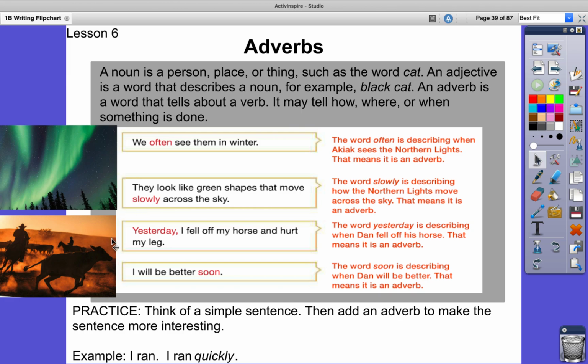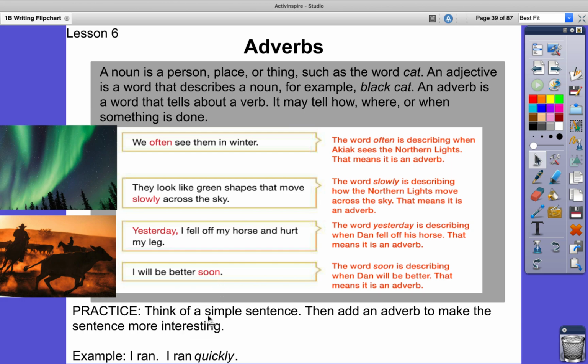Our next example, yesterday I fell off my horse and hurt my leg. The word yesterday is describing when Dan fell off his horse. That means it is an adverb. Okay? I will be better soon. The word soon is describing when Dan will be better. That means it is an adverb.